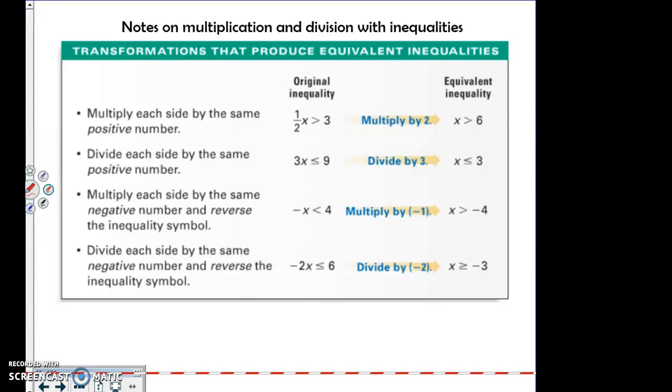So again, you can multiply in this case to get the 1/2 away, and you don't have to do anything crazy. You're allowed to divide the same number if it's positive. The third example, if you're dividing or multiplying by -1, you have to flip it. So notice that these are flipped. And same thing for dividing by -2, you have to flip it.